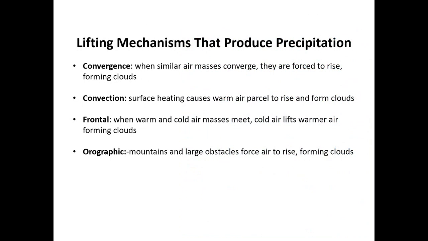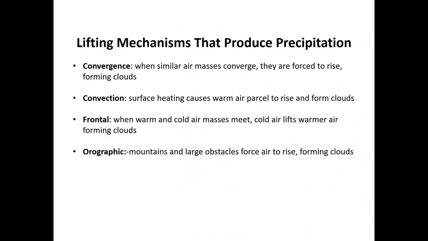Convergence is when similar air masses converge or move together and they're forced to rise, forming clouds. Convection is when surface heating causes air particles to rise and form clouds. That's often what you get when moist air from the ocean moves over dry, hotter air over land. A frontal is when warm and cold air masses meet. Cold air lifts the warmer air, forming clouds.